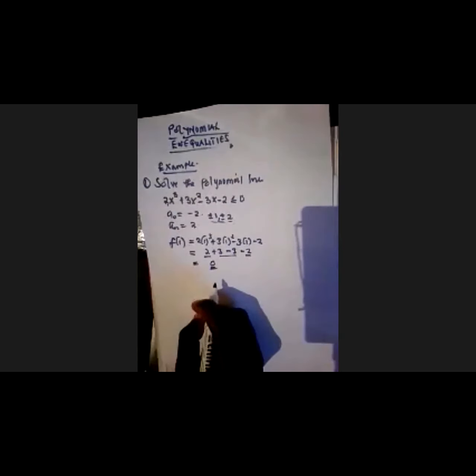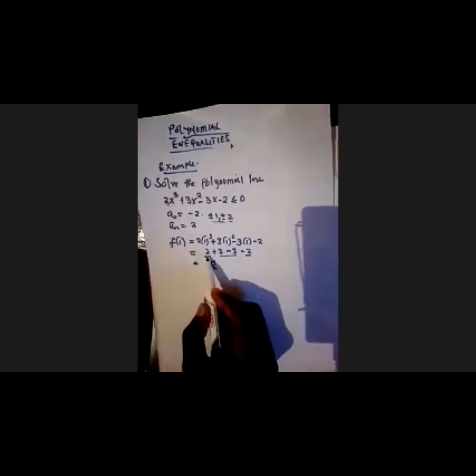Excuse me, sir. On the previous page, are those numbers or letters where there's -2 and 2? This is a naught, which is this one, and an, which is equal to 2.